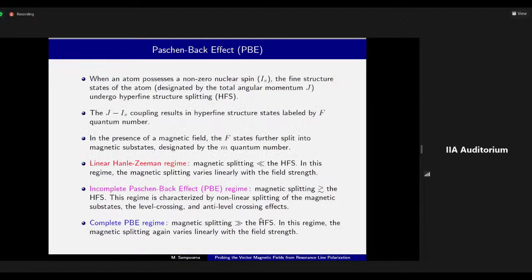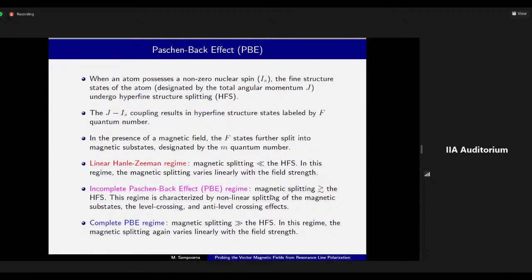Now, coming to the Paschen-Back effect, here I will discuss this effect in the context of a two-level atom with HFS. When an atom possesses a non-zero nuclear spin, the fine structure states of the atom undergo hyperfine structure splitting. So we have F states, and in the presence of a magnetic field, the F states further split into magnetic substates. Now, depending on the field strength, we have different regimes. If the magnetic splitting is much less than the HFS, we are in the linear Hanle-Zeeman regime, wherein the magnetic splitting varies linearly with the field strength.